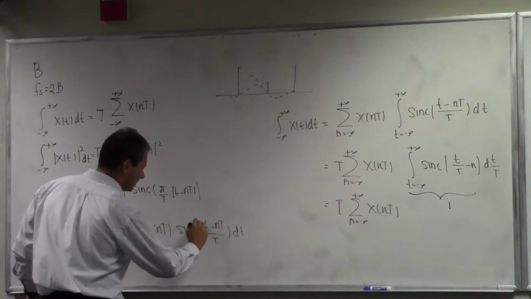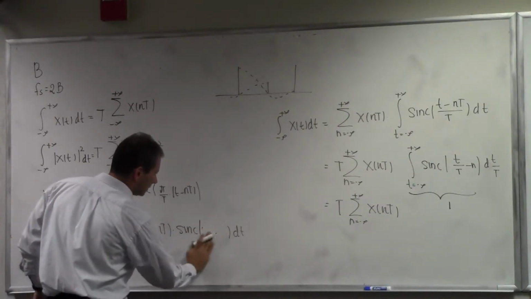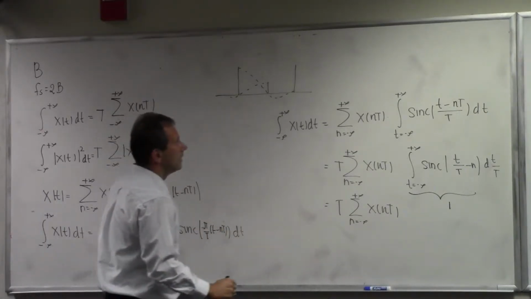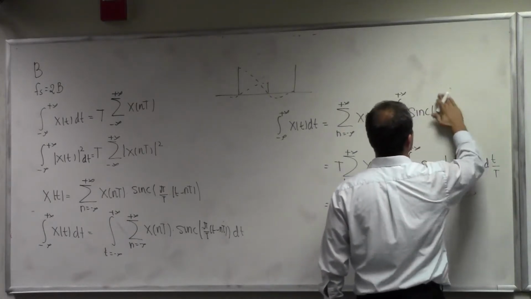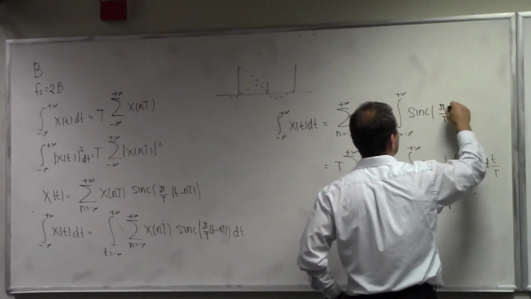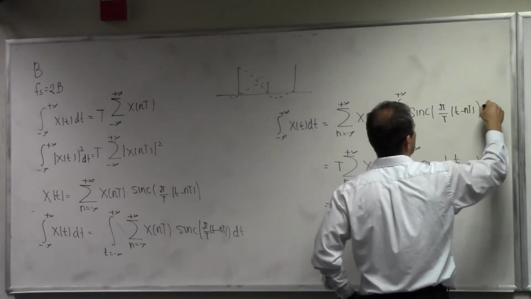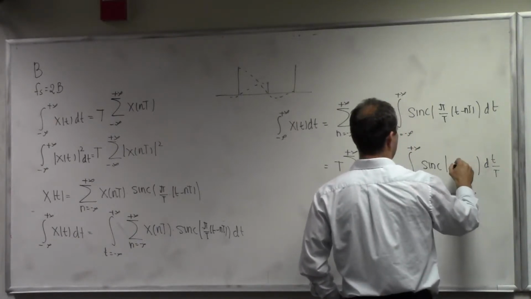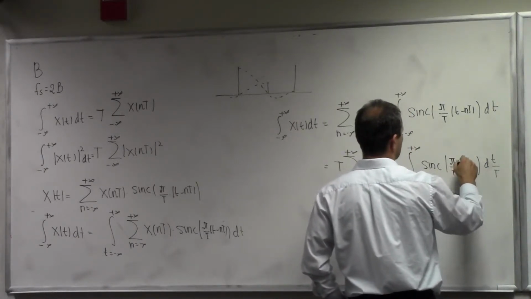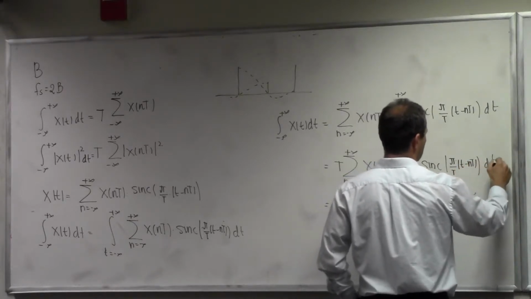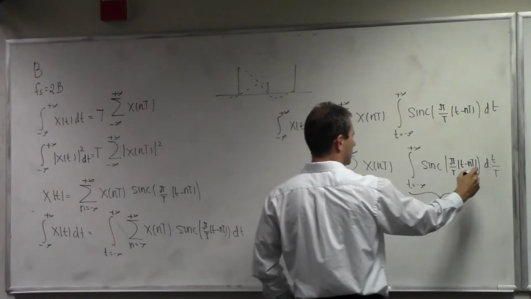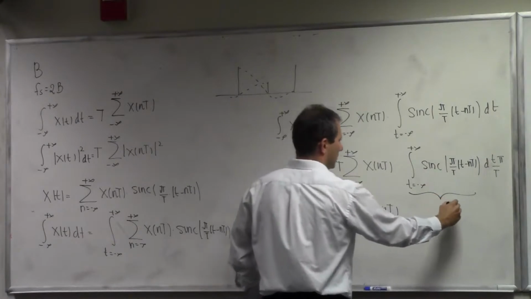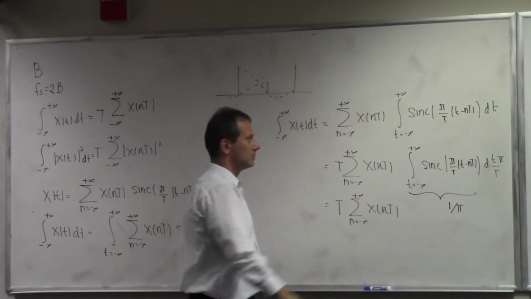Okay, so this is, again, the same thing: pi over T, t minus nT. And then again here, pi over T, t minus nT, dt. And again here, pi over T, t minus nT, dt. Then I probably need to put here pi, T over pi, and this is probably 1 over pi, something like that. So this would cancel all of these.